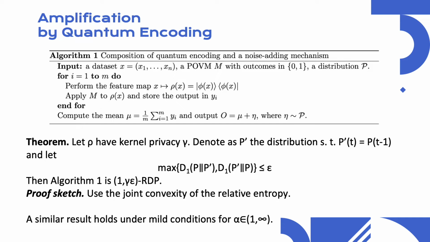We can show the following theorem. Let's say that ρ has kernel privacy gamma, and we put some restriction on the distribution P, which we state here in terms of D1 divergence, that is KL divergence. Then we show that the algorithm is (1, gamma epsilon) Rényi differentially private. This is a simple case because we are dealing with D1, so we can use the joint convexity of relative entropy to show it. In the most general case, joint convexity doesn't hold, and then we have to use some technical lemmas that hold under mild conditions.